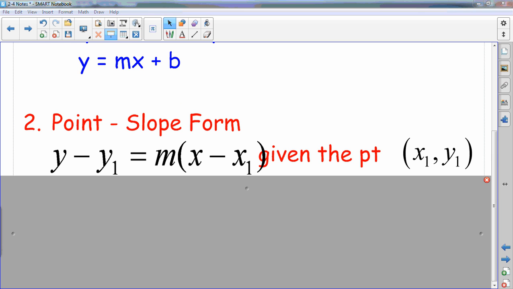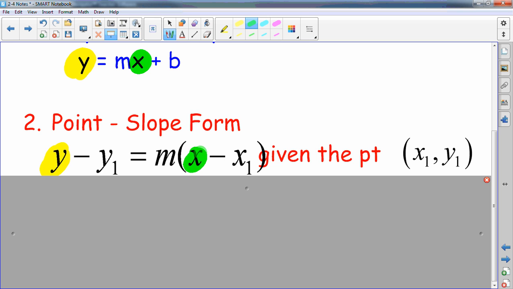Something that you really, really need to understand is that this y and this y are the same y. This x and this x are the same x. They basically mean the same thing. X1 and Y1 are just a point that you're given. Y and X in point slope form are points we can plug in to see if the equation comes out true. Make sense? All right.